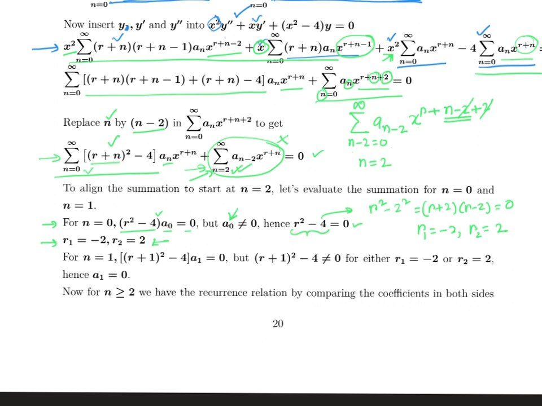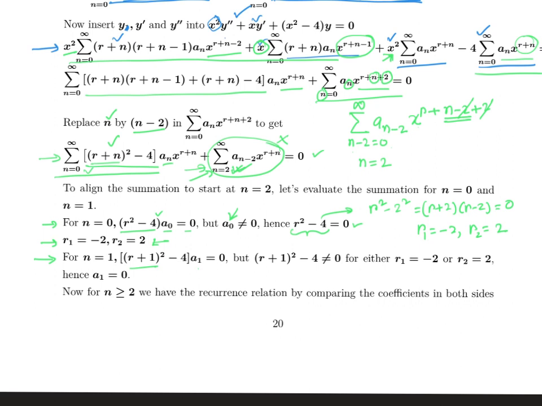Now, we have to do a similar process for n is equal to 1 as well, because we want to align it with n is equal to 2. So for n is equal to 1, what do we get? Again, we plug it in right here. It's going to be r plus 1 whole square minus 4 times a1. And if you factor it out and simplify it, this is what you're going to get: r plus 1 whole square minus 4.